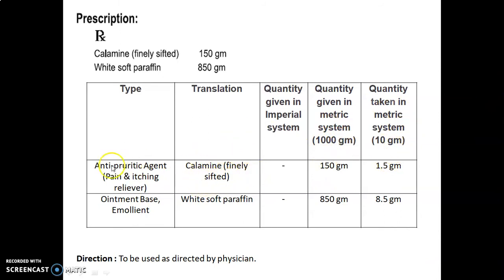Calamine, finely sifted, is used as an antipruritic agent, meaning a pain and itching reliever. Quantity given is 150 gram, so the quantity taken should be 1.5 gram. Second, white soft paraffin, used as ointment base and emollient. Quantity given is 850 gram, so the quantity taken should be 8.5 gram to prepare 10 gram. Direction: to be used as directed by the physician.